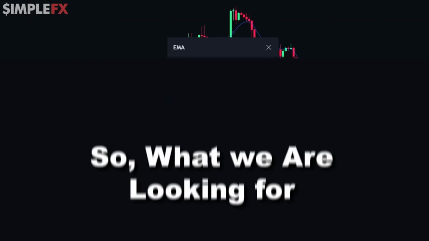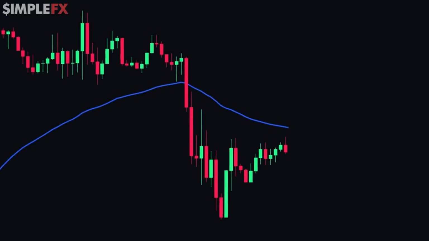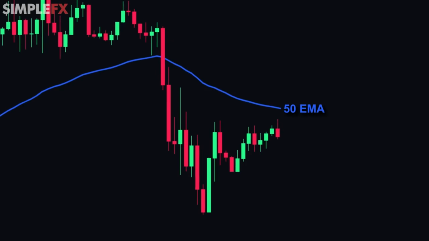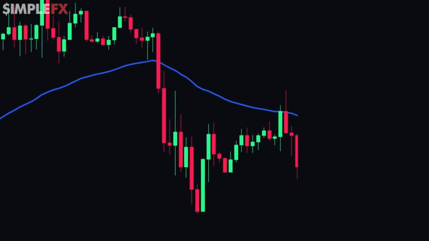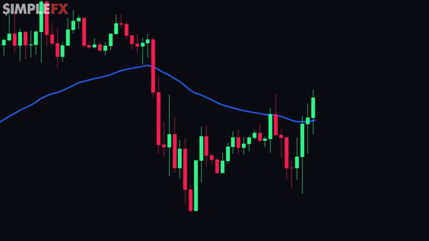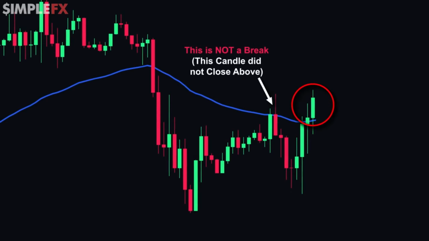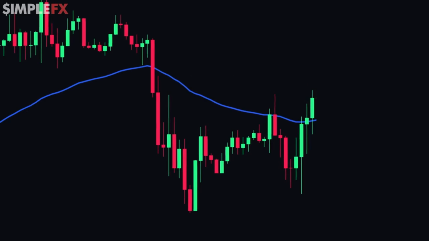So what we're looking for is a chart where the price is moving below the 50-EMA, such as in this chart, for example. The strategy starts once the price breaks above the 50-EMA and a candle closes above it, as you can see in this chart. So the first step of this strategy is complete: a break above the 50-EMA. Then we're going to wait for a pullback.